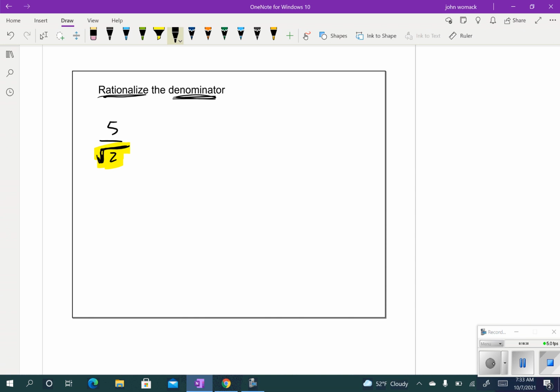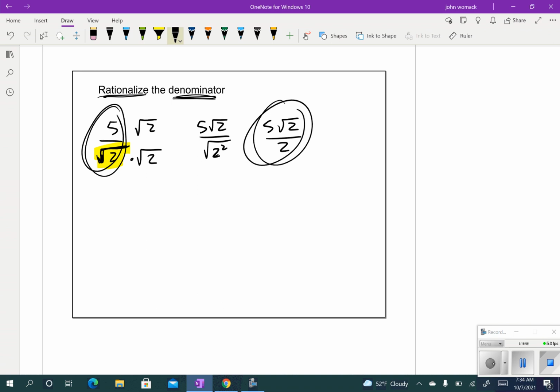It's not hard. If I have 5 over the square root of 2, I just take the square root of 2 and multiply it by the square root of 2 on the top and the bottom. So I end up with 5 square root of 2 on top, square root of 2 times the square root of 2 on the bottom. Well, that's the square root of 2 squared, which we've already said they just cancel out. So it ends up being 5 square root of 2 over 2. If you take this and plug it in the calculator, it's exactly the same thing.